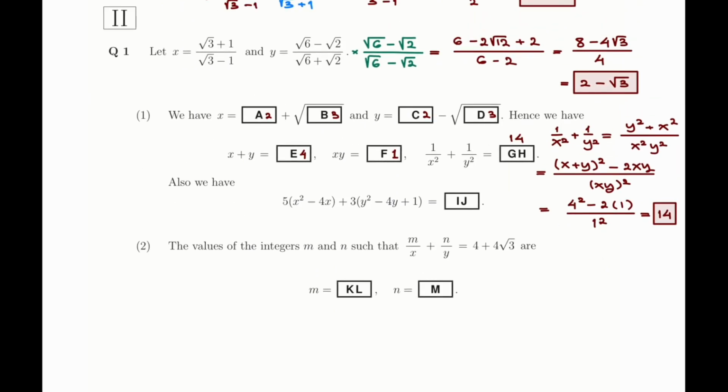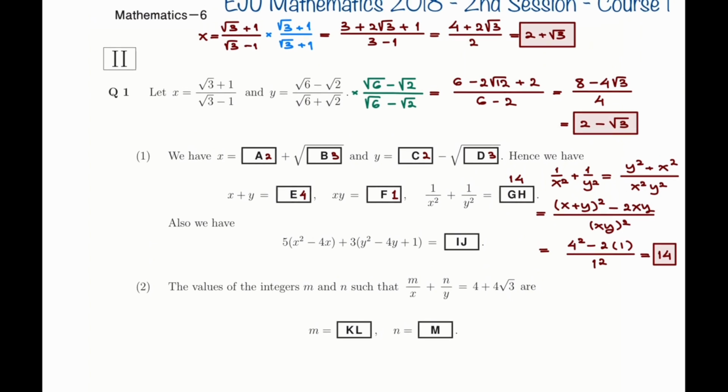Also, we have blah blah blah. So now we need to find this expression equals to blah blah blah. For this last equation that we need to calculate, you can directly substitute x into here, and of course y into here, and then you can simplify it. So you can directly substitute it into this equation and then simplify it.